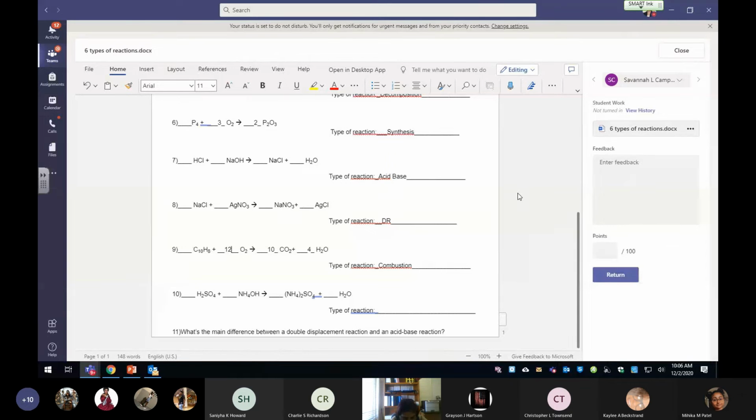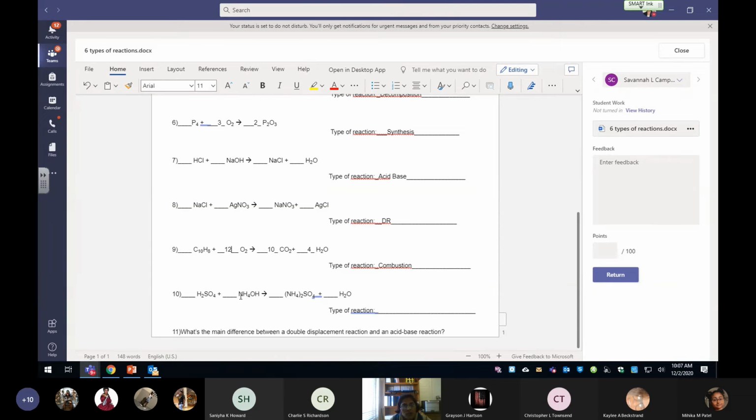Tenth one, what is this type of reaction? Double replacement. But see, what is the product? What is the product? Water. So what will it be? Yes, so acid base. You see clearly H2SO4 is an acid, and wherever you have OH, that's a base. Acid is H plus ions, base is OH minus ions.